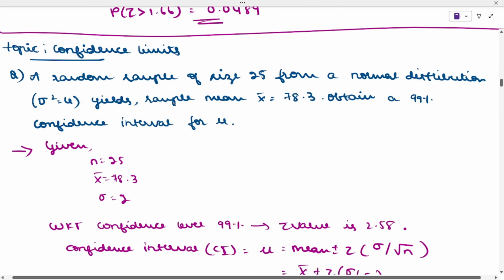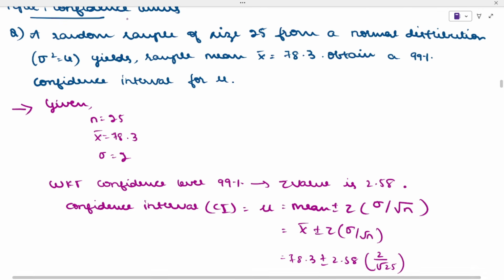Next, we will move on to the topic confidence limits. I hope the central limit theorem is perfectly clear. You first learn the statement, and then if you solve these three problems, it's more than enough. Even the numbers may change, but the sampling or any type of questions will be the same again.